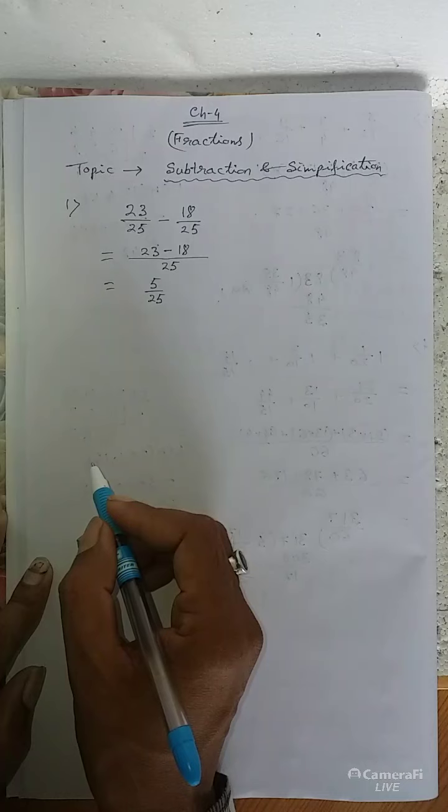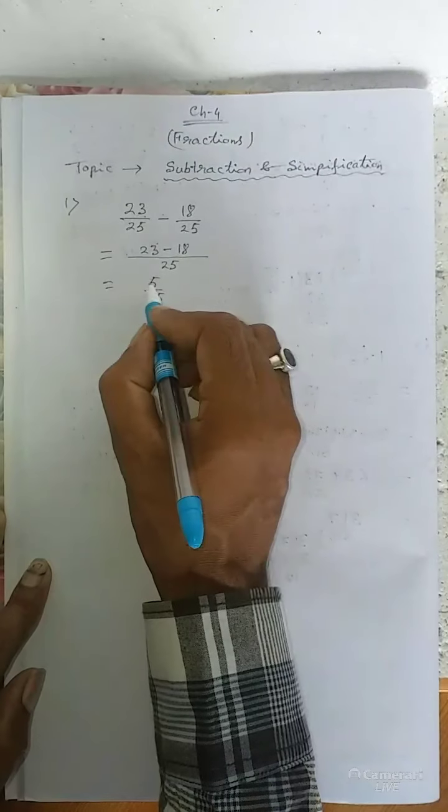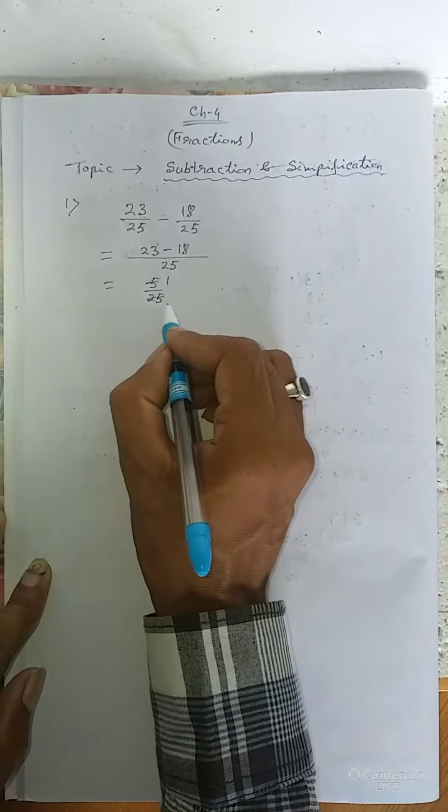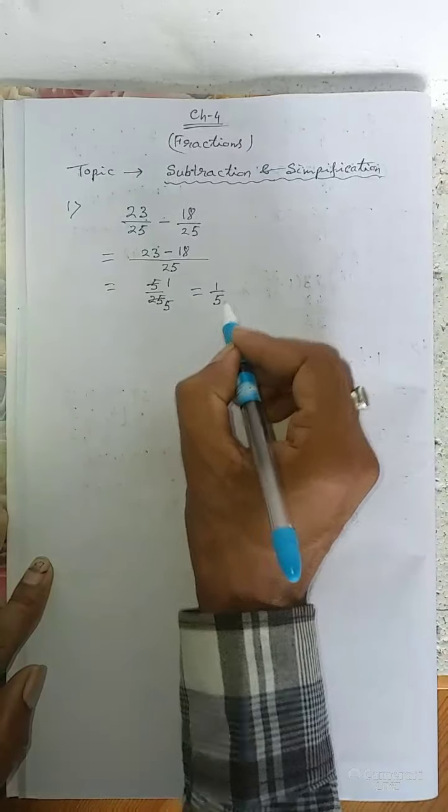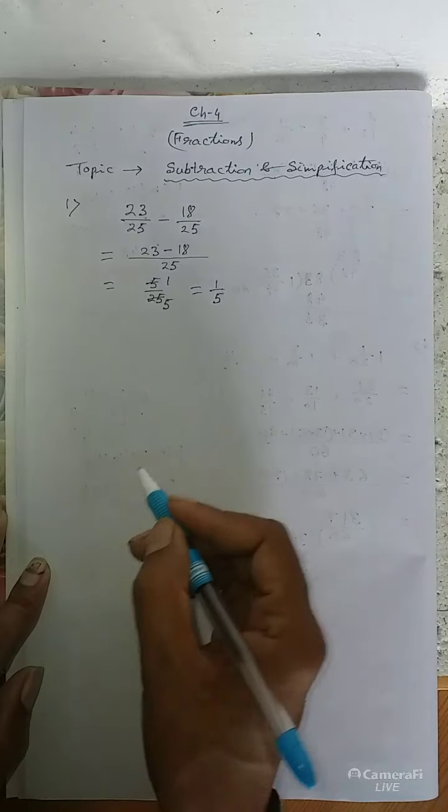Now it can be simplified, so simplify it. 5 can divide each, 5 ones are 5, 5 fives are 25. So we get our answer 1 by 5. Let me take another one.